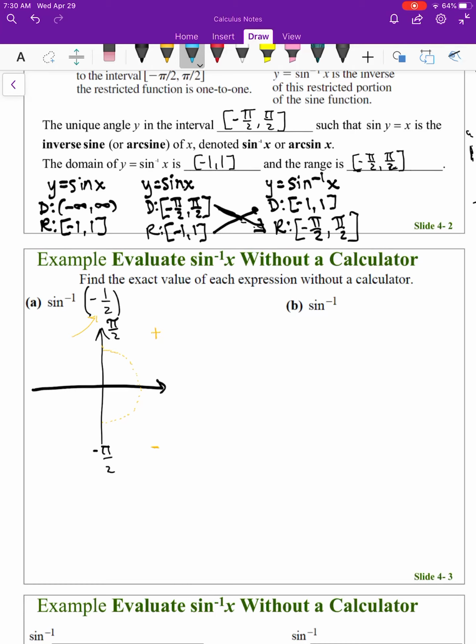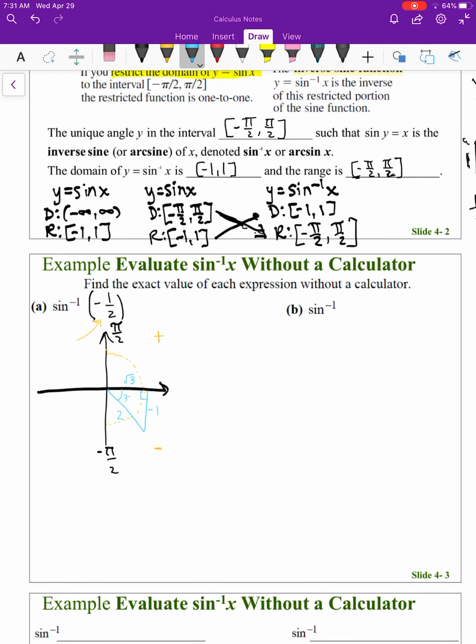I'm going to get a different color. Okay, so I see inverse sine of negative 1/2. So I'm going to the fourth quadrant, and I'm going to draw my triangle, and I'm thinking about what is the angle such that the opposite over the hypotenuse is -1/2.